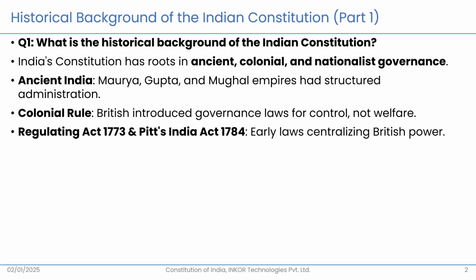India's constitution has a long history, shaped by ancient rulers, colonial laws, and the nationalist movement. In ancient India, empires like the Maurya, Gupta, and Mughal dynasties had organized administration systems. However, during colonial rule, the British introduced governance primarily for their own control. Laws like the Regulating Act of 1773 and Pitt's India Act of 1784 centralized British power in India. These laws focused on administration but did not grant Indians any political rights.